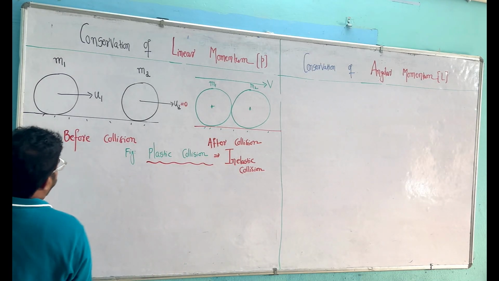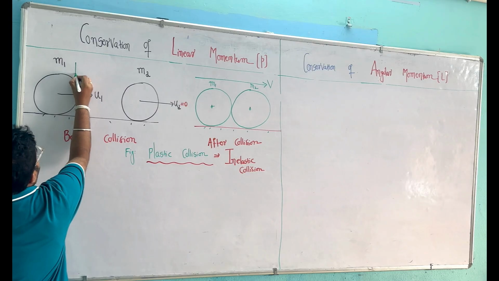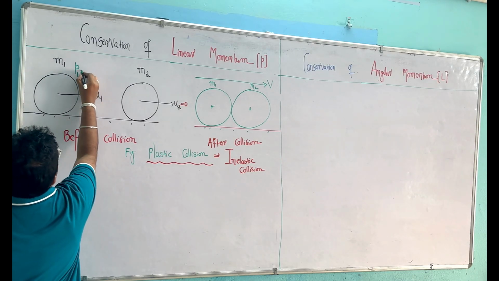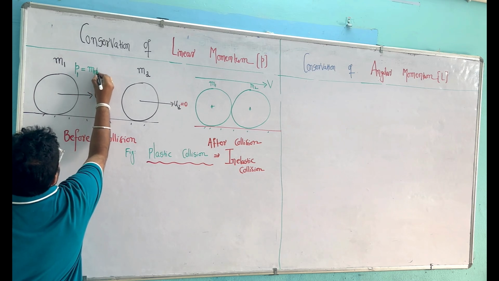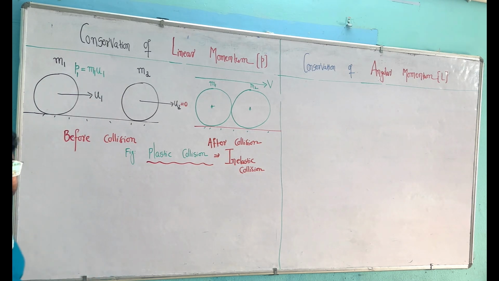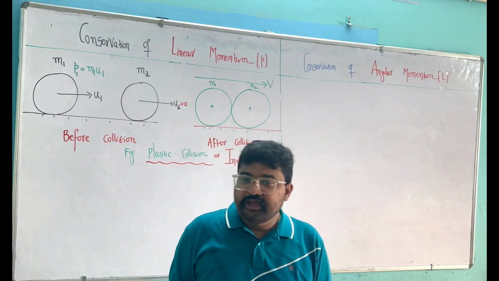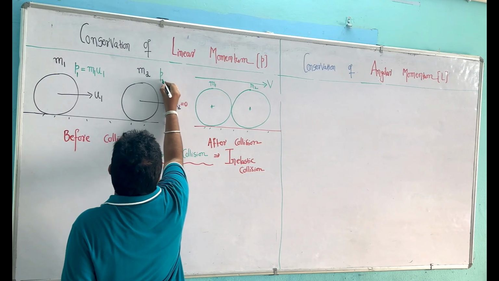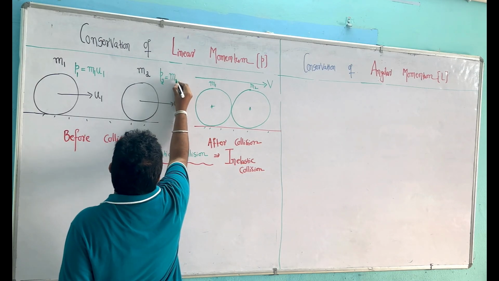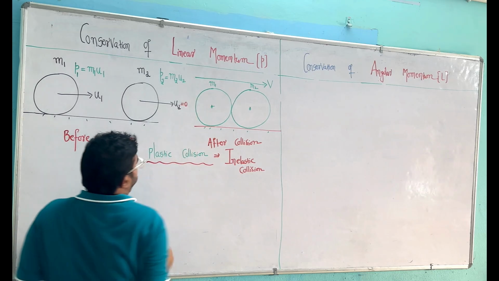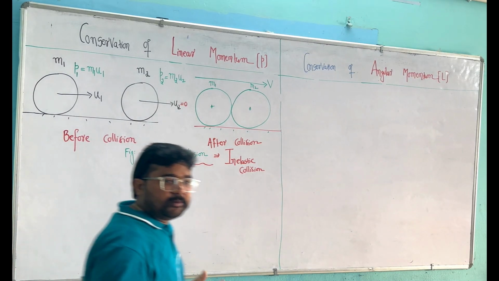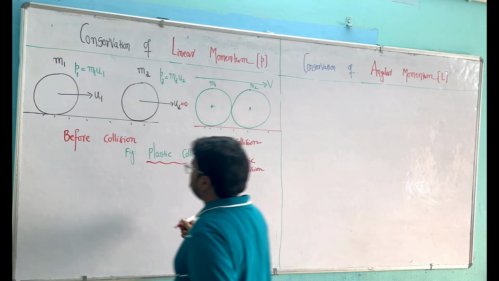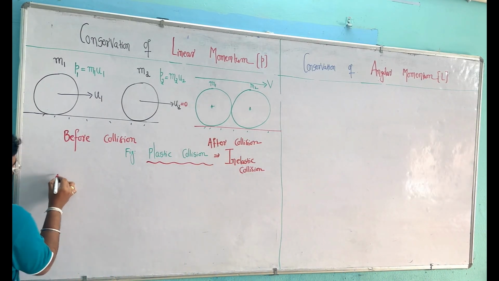Conservation of linear momentum. What is the initial before collision? P1 equal to how much? m1 u1 is the momentum of the body before collision. Next, P2 would be, what is P2? Momentum of the second body before collision. Okay na?